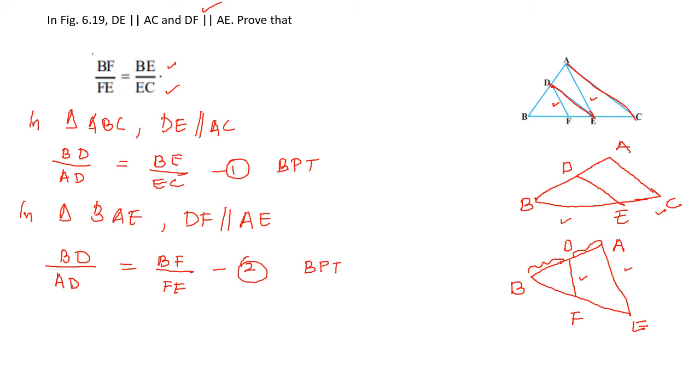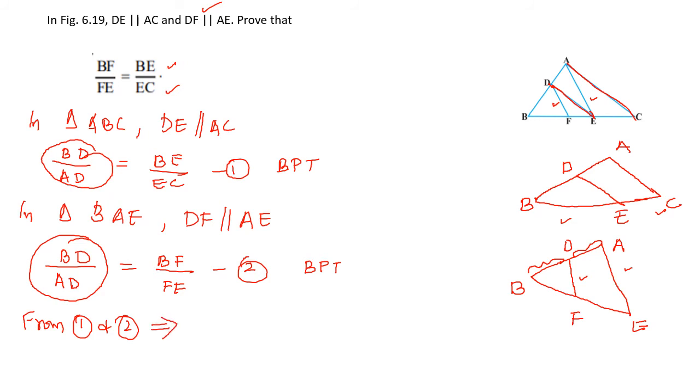Now look at first and second. BD by AD on the left hand side. From 1 and 2, both left hand sides are equal. So what about right hand sides? Right hand sides should be equal. So what do we get? Left hand side is BF by FE. That is equal to the other right hand side. Right hand side here in the second equation is BF by FE. In the first equation, right hand side is BE by EC.